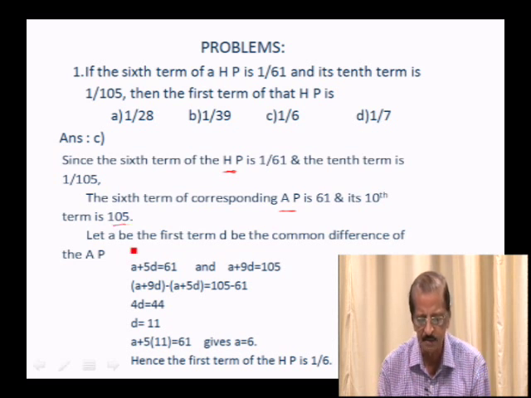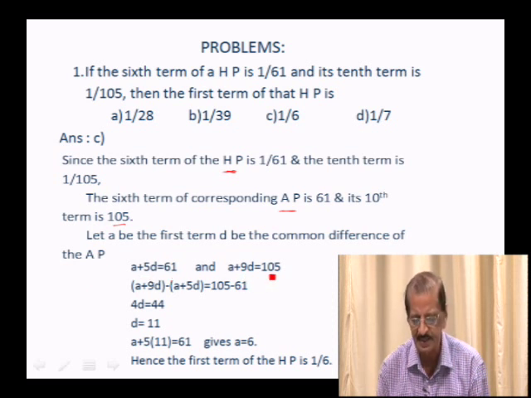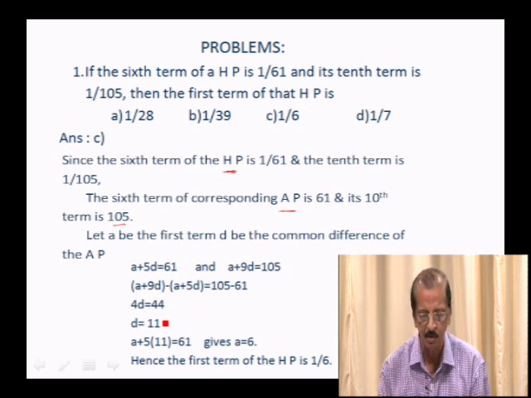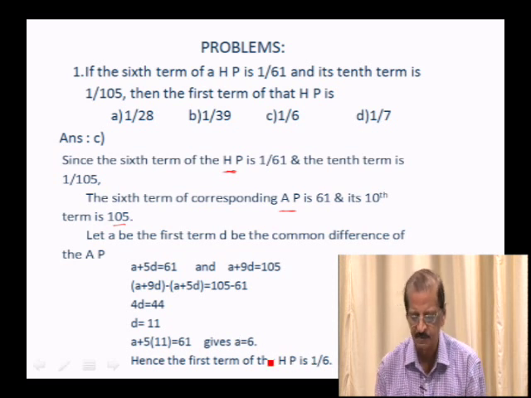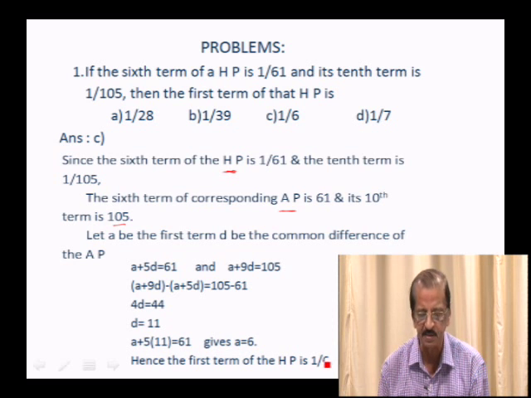Let A be the first term and D be the common difference of the AP. So, A plus 5D is 61 and A plus 9D is 105. If you subtract one from the other, A plus 9D minus A plus 5D is 105 minus 61, or 4D is equal to 44, so that D is 11. You know that A plus 5D is 61, so this gives A equals 6. Therefore, since the first term of the AP is 6, the first term of the HP must be 1 by 6. So, the option is C.